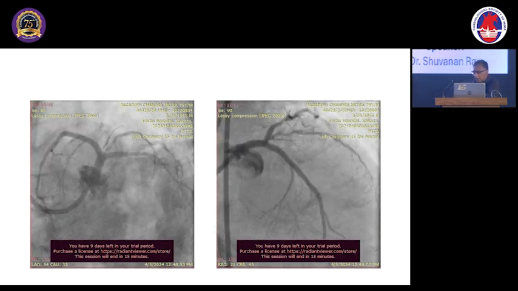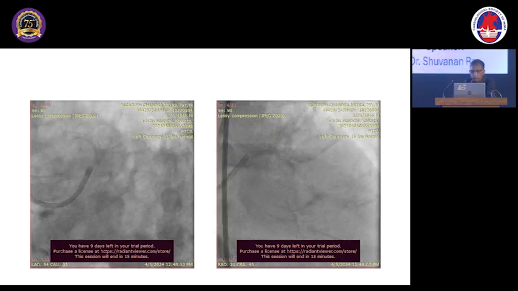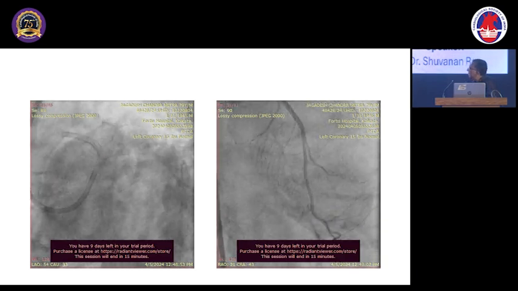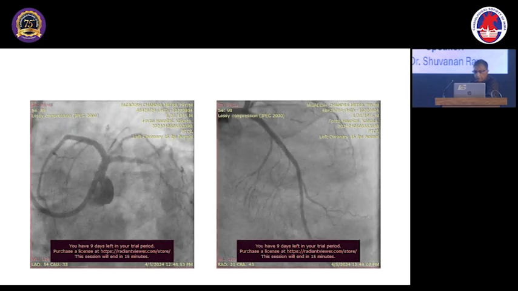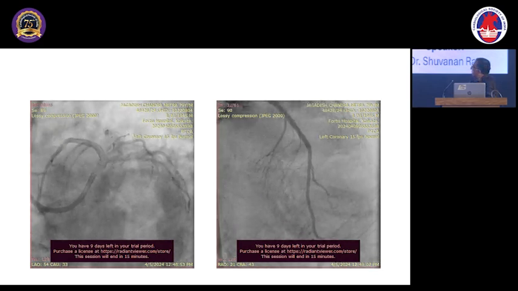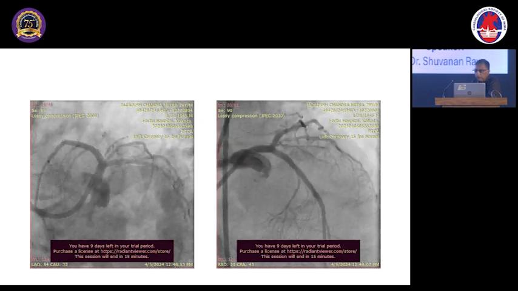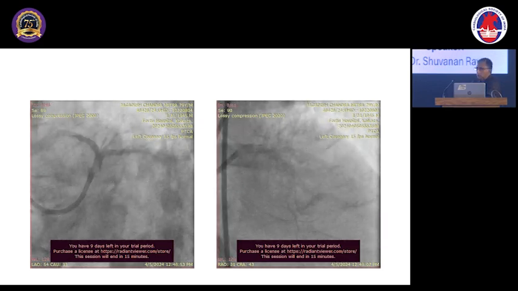So next is LV angio. Why did I tell you that LV angio is important? See this. This is a coronary angiography. It's almost normal. The patient came with angina. Echo was normal.